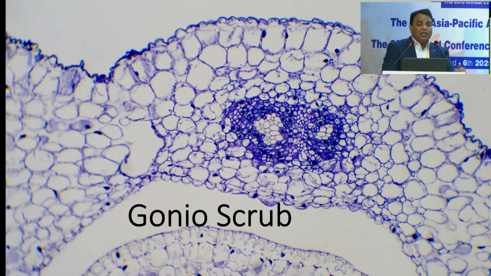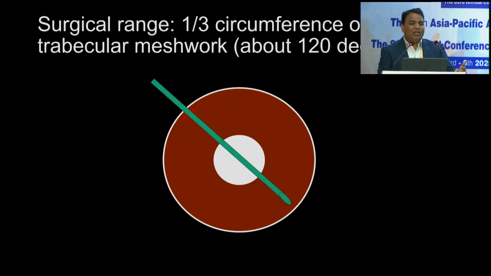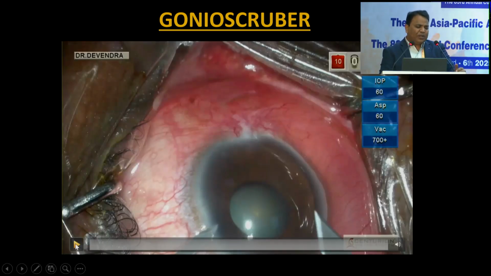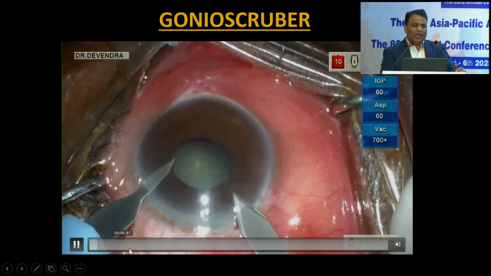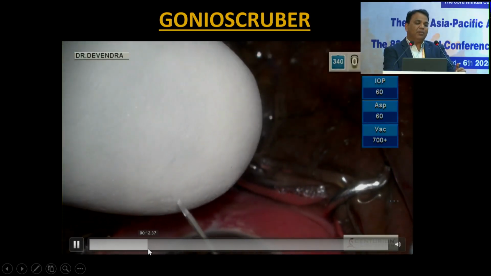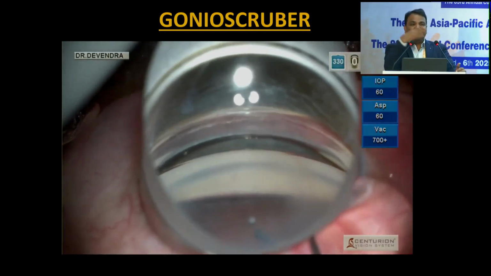So now coming to another surgery called the gonio scrubber. These are some new surgeries, still not in the market, just in an experimental phase. This is a goniotomy in which we don't remove the TM, we just scrape or wash the TM. So how we wash it: one specialized instrument is called the gonio scrubber. The instrument is still in a developmental phase. You can see this silicone rubber.